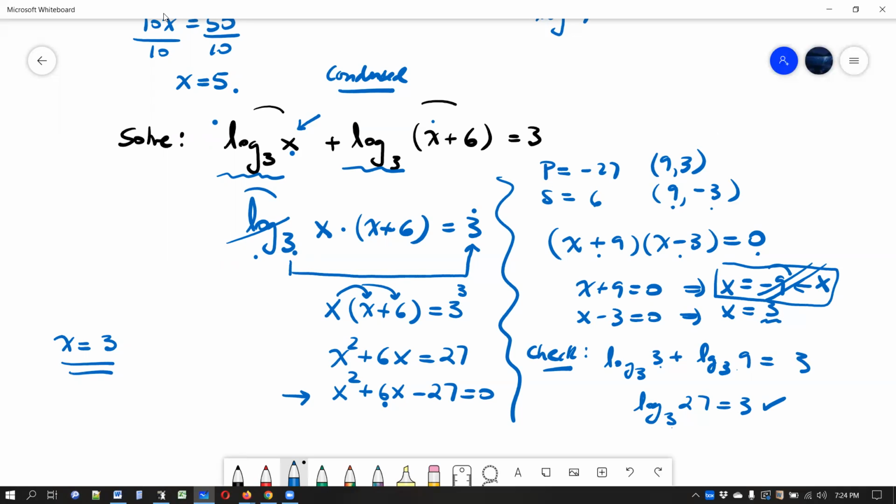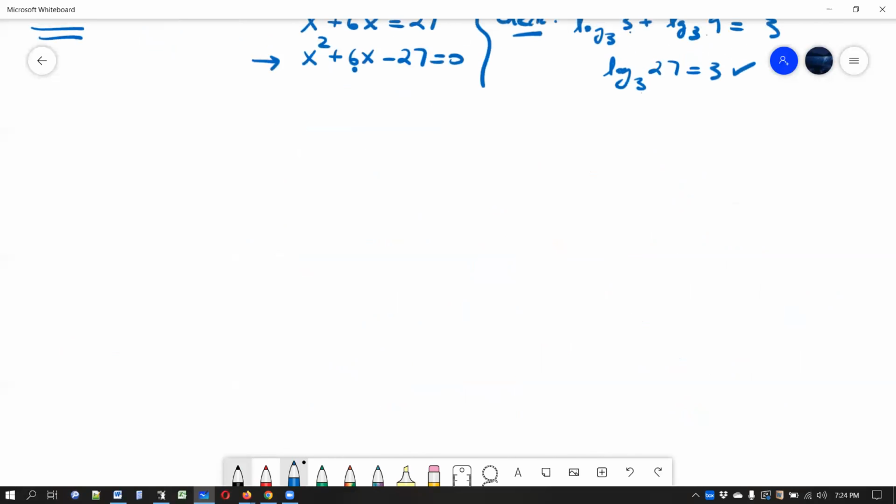Okay, so this is a case where before we could do anything, we needed to condense the two logs before proceeding. So let's do one more where now the property that we have to use is with the minus. And this is our last problem for this video.